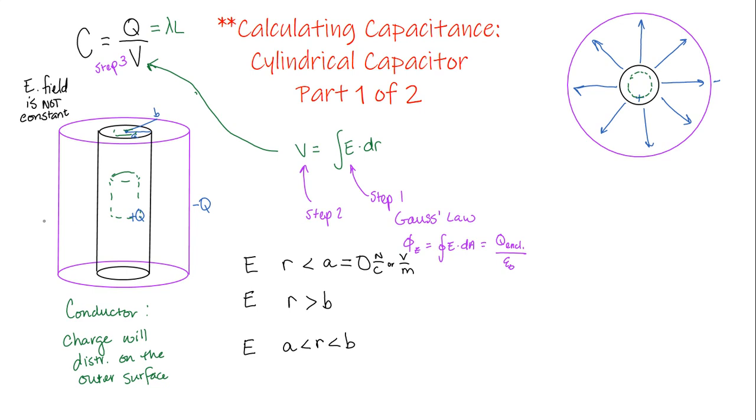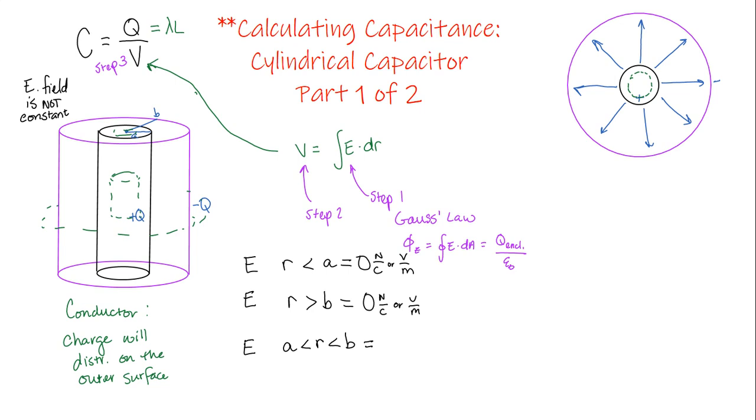Now when I make my Gaussian surface on the outside, where R is greater than B, again I have 0 enclosed charge because positive Q and negative Q cancel out. This means 0 newtons per coulomb or volts per meter, and so no electric field on the outside. It's this next one that we actually have to do some sort of calculations for.